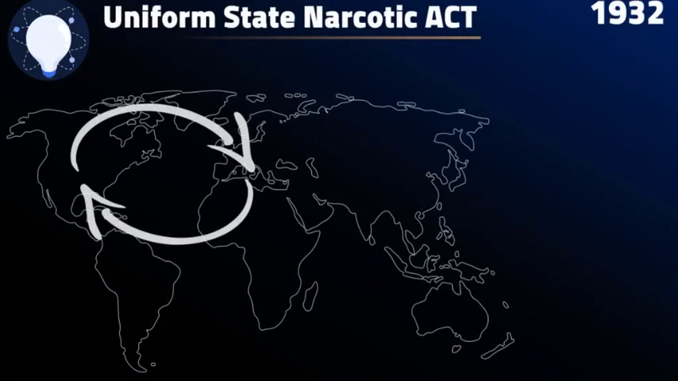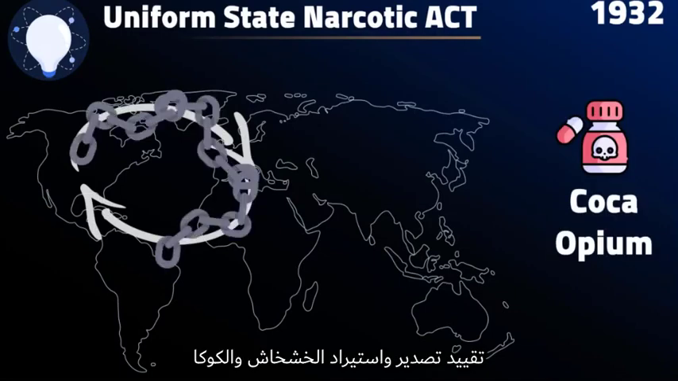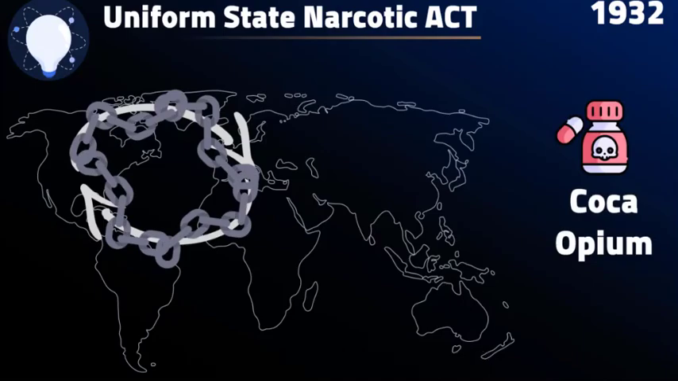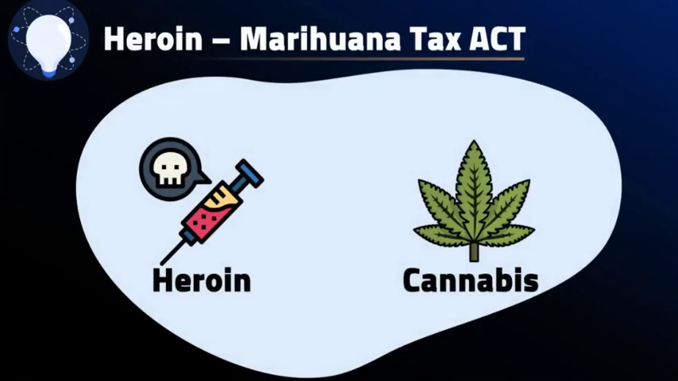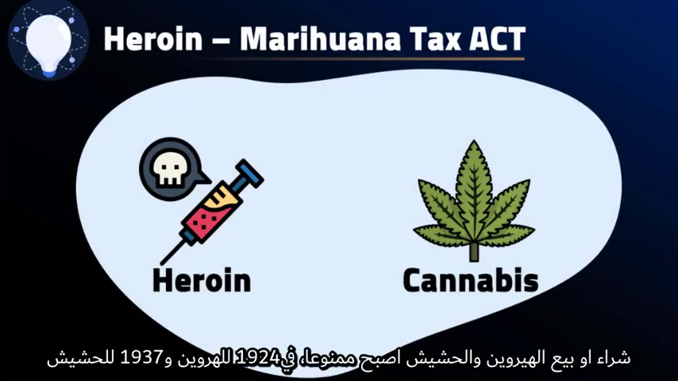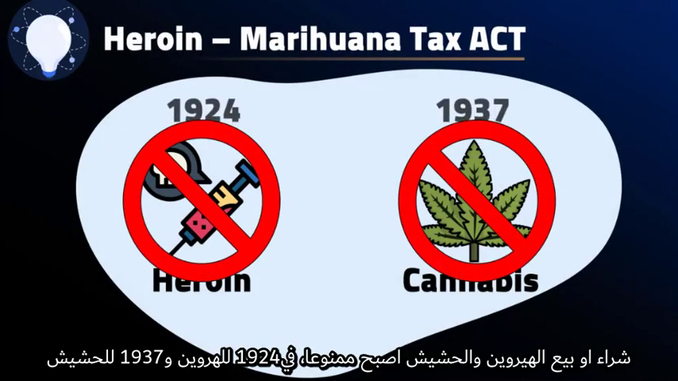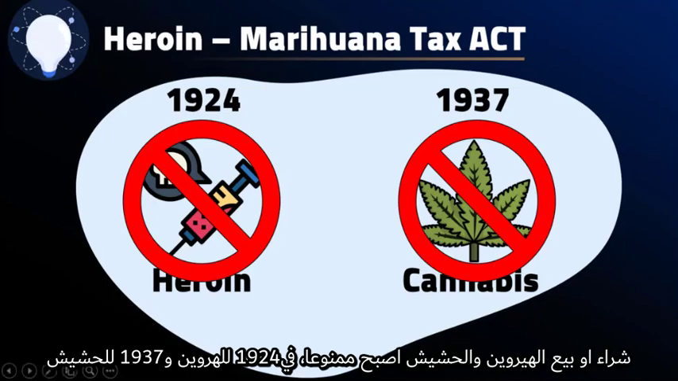In 1932, Uniform State Narcotic Act. Increased restrictions were imposed on the import and export of opium and coca. The Heroin Act and the Marijuana Tax Act. The purchase or sale of cannabis and heroin became illegal in 1924 for heroin and in 1937 for cannabis.